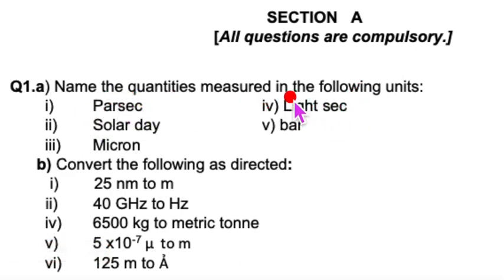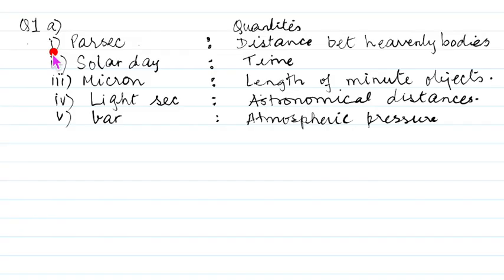Name the quantities measured in the following units. 1st parsec, 2nd solar day, 3rd micron, 4th light second, and 5th one is bar. So we write question 1A and we write here the unit and then we write here the quantities. Parsec is the distance between heavenly bodies. Solar day will be the time. Micron will be length of minute objects.